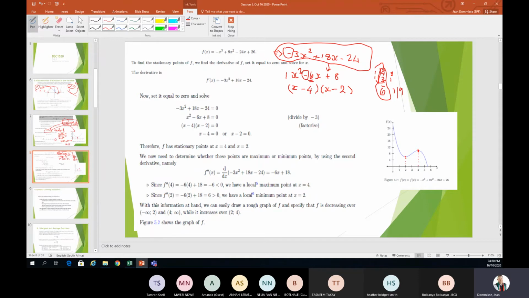Okay, and if you multiply that back in, you will get x squared minus 4x minus 2x, which will give you the minus 6x, and the 4 times the 2 will give you the positive 8. So now we basically need to say that is equal to 0. So x minus 4 will be equal to 0, or x minus 2 will be equal to 0.